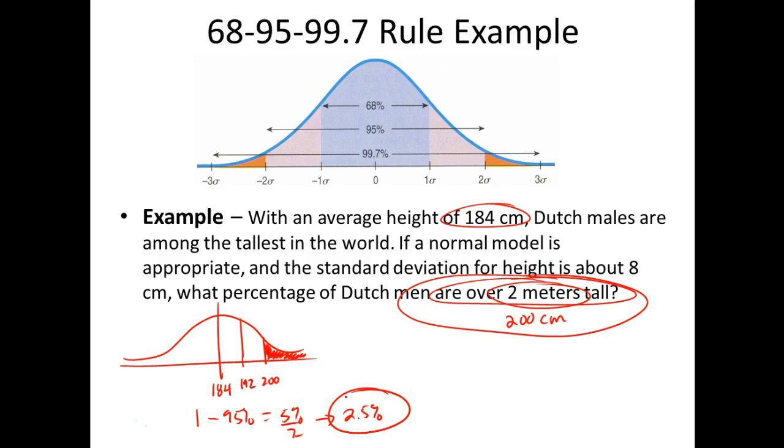There are many other ways, but that's typically what most people do. They think about, okay, 2 standard deviations, that covers 95%. I only want to know what's above that, so that's 5%, but I'm only looking at half of that because there's 2 of them. So half of 5% is 2.5. Let's try another example.